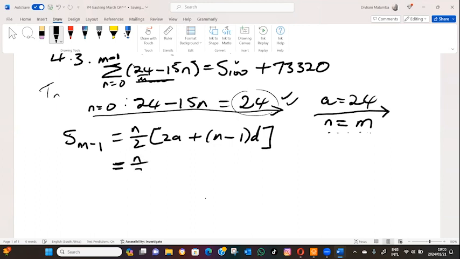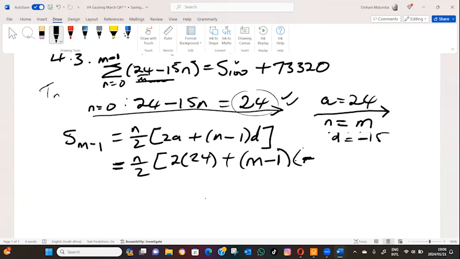Okay, so we have m over 2 into 2 times 24 plus your n is m minus 1 times the difference. The difference has been minus 15. So if we put minus 15, we will have the following. They say it is equals to S 100 plus those two values.